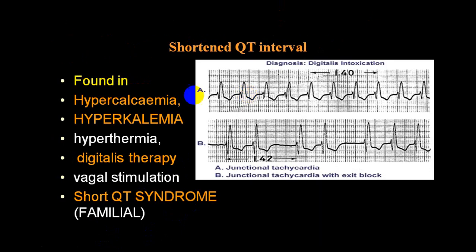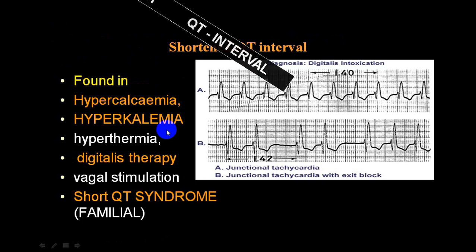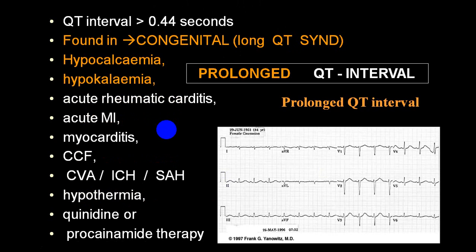While short QT, you will see in hypercalcemia and hyperkalemia. So in hyper, it is short. In hypo, you can see here, hypercalcemia, hyperkalemia, hyperthermia, it is short QT. While in hypocalcemia, hypokalemia, and hypothermia, it is a prolonged QT. And also don't forget magnesium. In hypomagnesemia, there is a prolonged QT. I forgot to mention that.